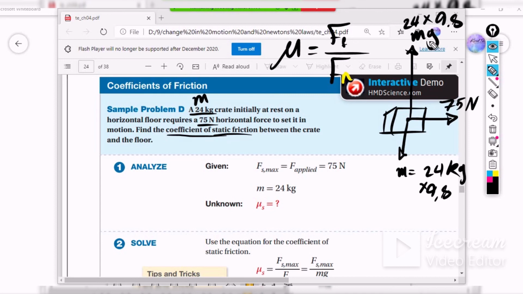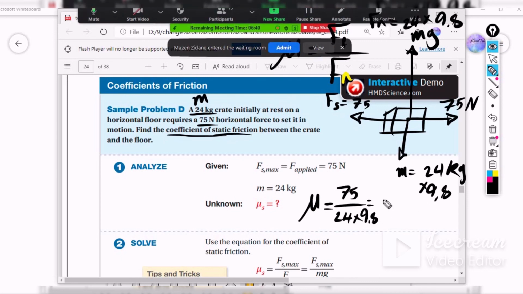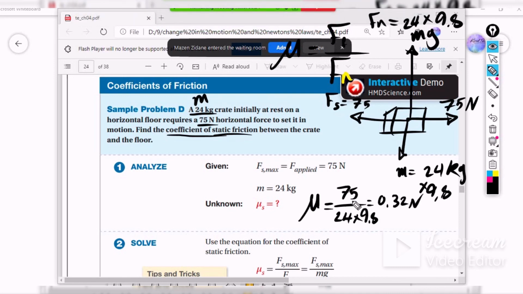Here, that is the normal force. Now the normal force equals 24 times 9.8, and the static friction equals the applied force. The static friction equals 75. Very simple, very easy. Now mu equals F, 75, divided by 24 times 9.8, which equals approximately 0.32. That is the mu.